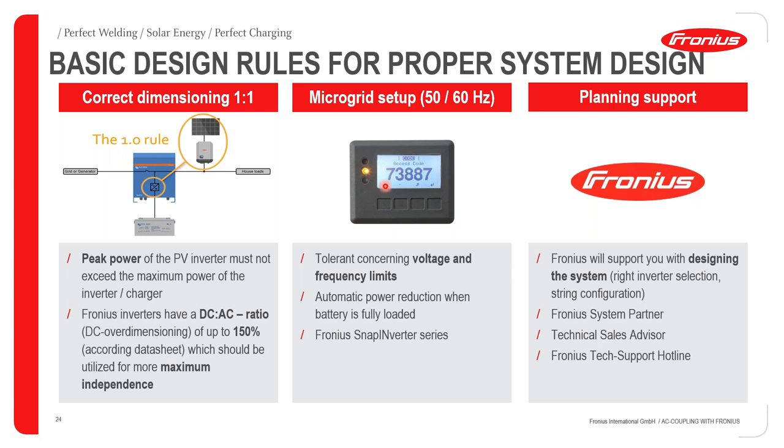Like I've said earlier, ensure that you select MG50 or MG60. I've shown you how to select the service menu code 73887. We will be happy to give you the support you need. You can contact the Fronius system partner, FSP Plus, in your respective region. You can also get support from your technical sales advisor, and most importantly, from the Fronius tech support hotline. So these are available for your service.